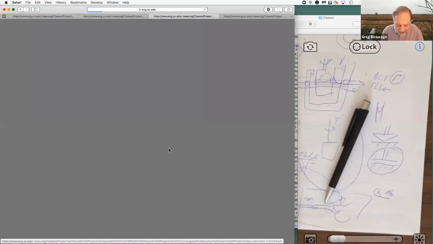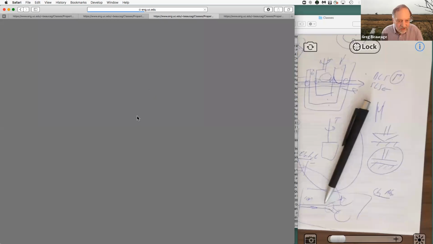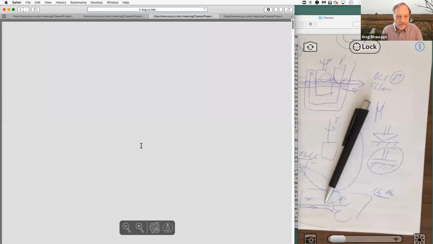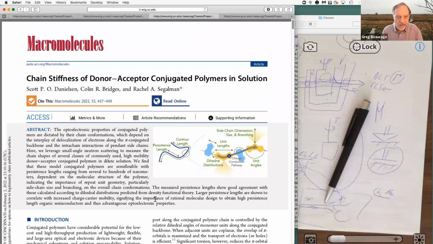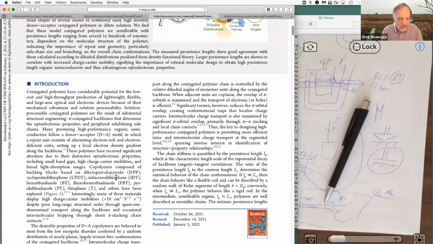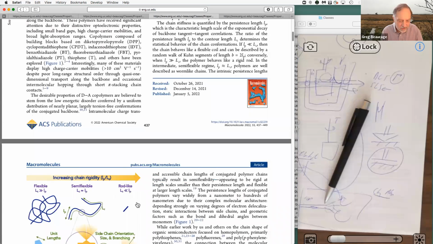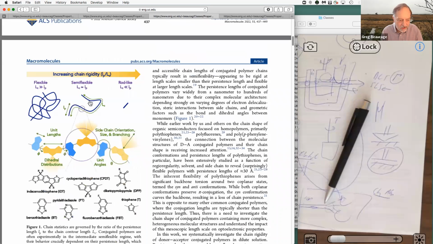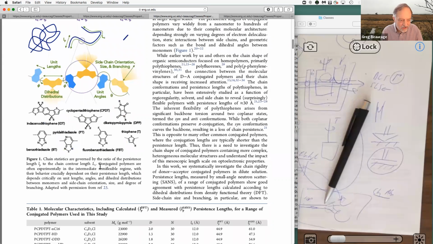Then there's a lot of papers that I found, but anyway, they're all here. I threw them in there. This is about conjugated polymers and persistence length in conjugated polymers. This one probably would have been a good one to do, but I chose the other one. I think just because I looked at it first and I realized there was enough in it.